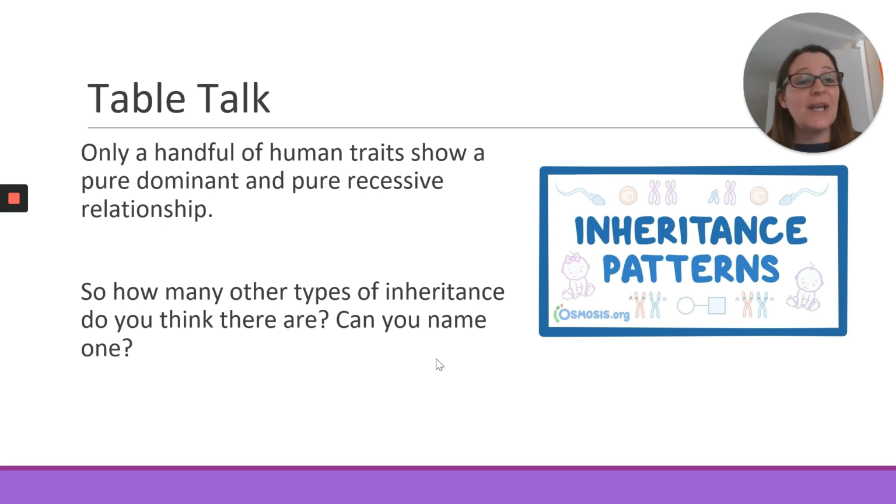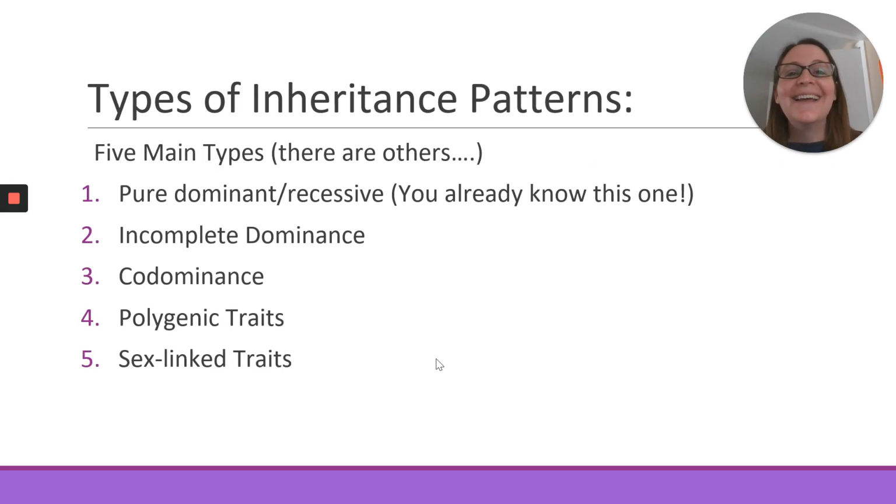So can you think of any other types? Well, I mentioned them in the objectives. There you go. All right. So there are 5 main types of inheritance patterns. These are the 5 that we're going to talk about.